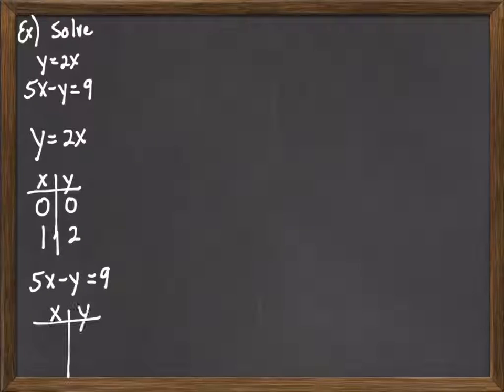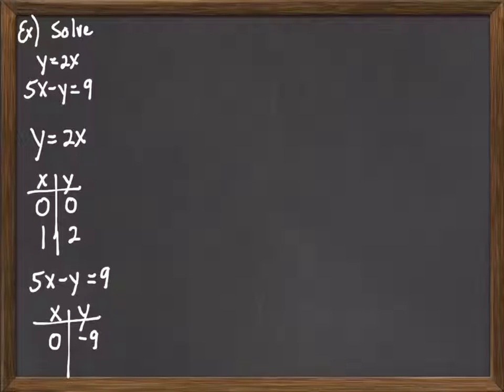For the other line, we've got to be careful about putting things in for y. Because if we put numbers in for y, that's going to lead to us needing to divide by 5, and we'll very likely get fractional points, and we want to avoid those. But what I could do is put 0 in for x, and when I do, I'd have negative y equals 9. So y would be negative 9, so I'd have the point 0, negative 9.